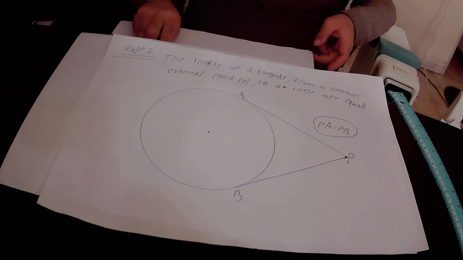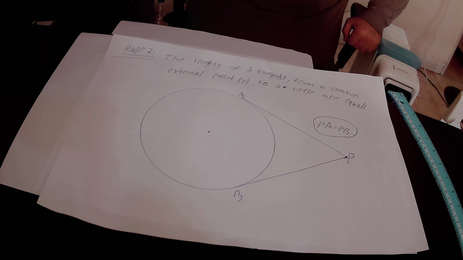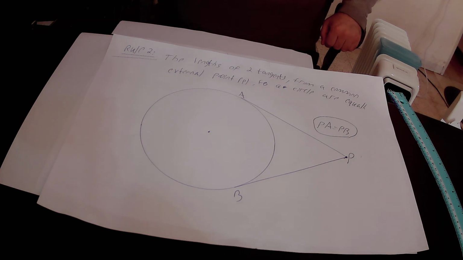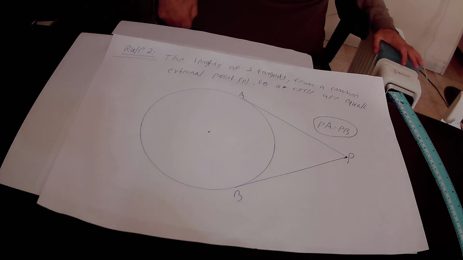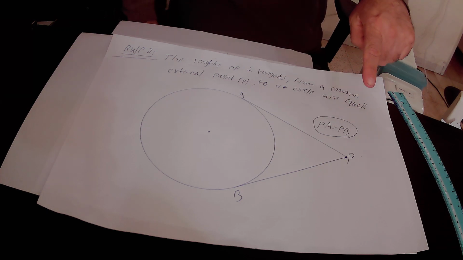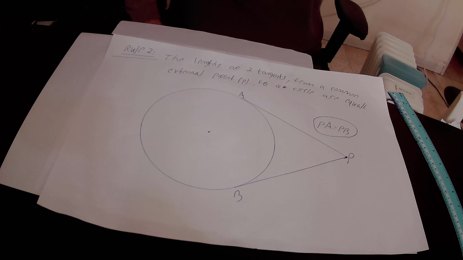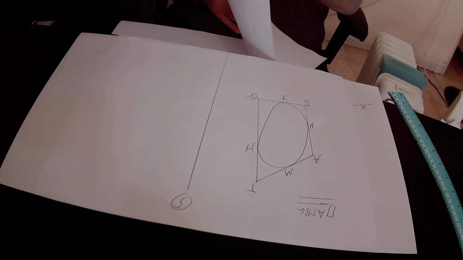According to rule number 2, the lengths of two tangents from a common external point to a circle are equal. We have here the common external point, point P. From the common external point P, we have two tangents to this circle, tangent PA and tangent PB. According to rule number 2, they are equal to each other. That is to say, PA equals PB. So whenever you draw from a common external point two tangents to a circle, then the lengths of those two tangents must be equal to each other. In this case, PA equals PB. We can implement rule number 2 in our drawing.